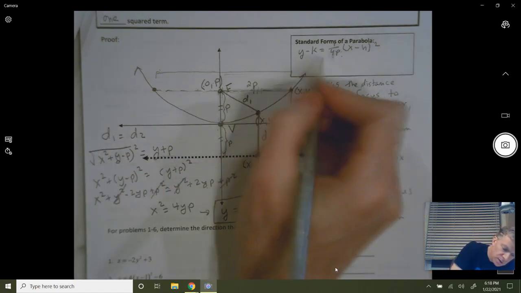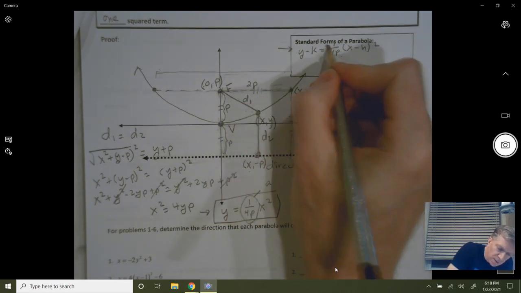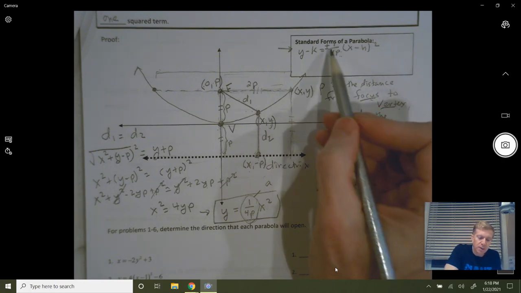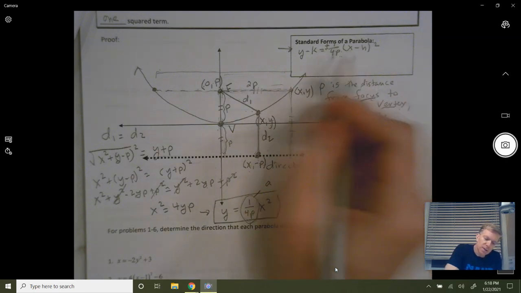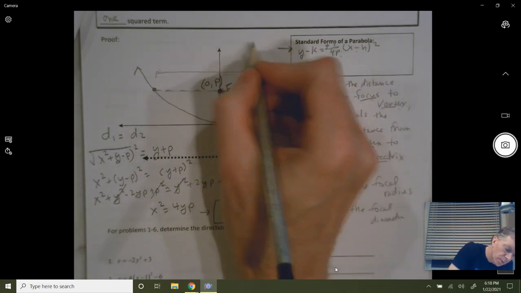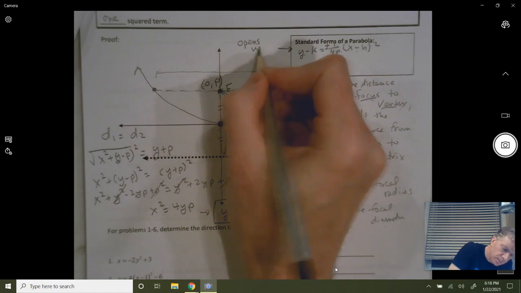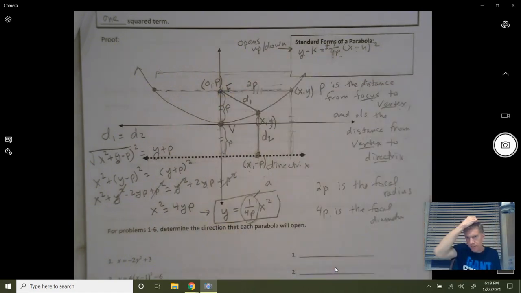Okay, so this one, and we're going to say there's a plus or minus here. p by definition is a distance. Okay, so p is positive, but there could be a plus or minus. The plus means it opens up, the minus means it opens down. So if it's in this form, it opens up or down based on if you have a plus or minus here.